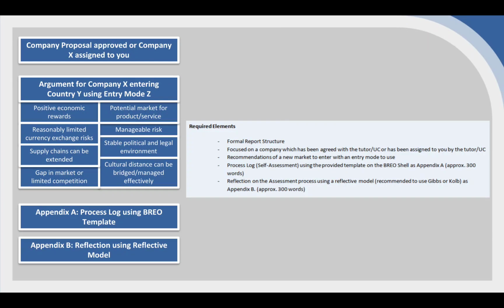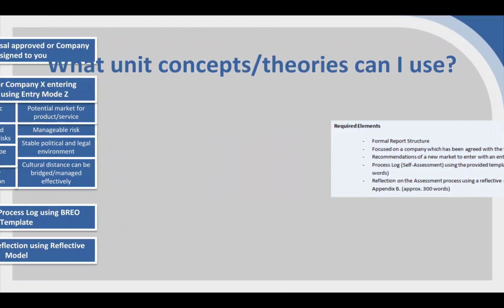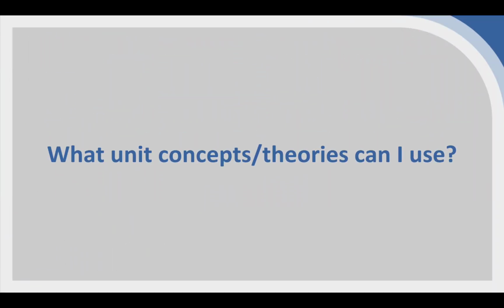So you have the company that you've been assigned or that you've got approved from your tutor. You have the actual argument which you're making, in order to develop and argue for your recommendations of a new national market to enter with an entry mode to use, and then you have the two required appendices as well. So Appendix A being the process log, and Appendix B being the reflection. Now, the next thing that I do want to highlight, which is really important, is the actual unit concepts and theories to use.